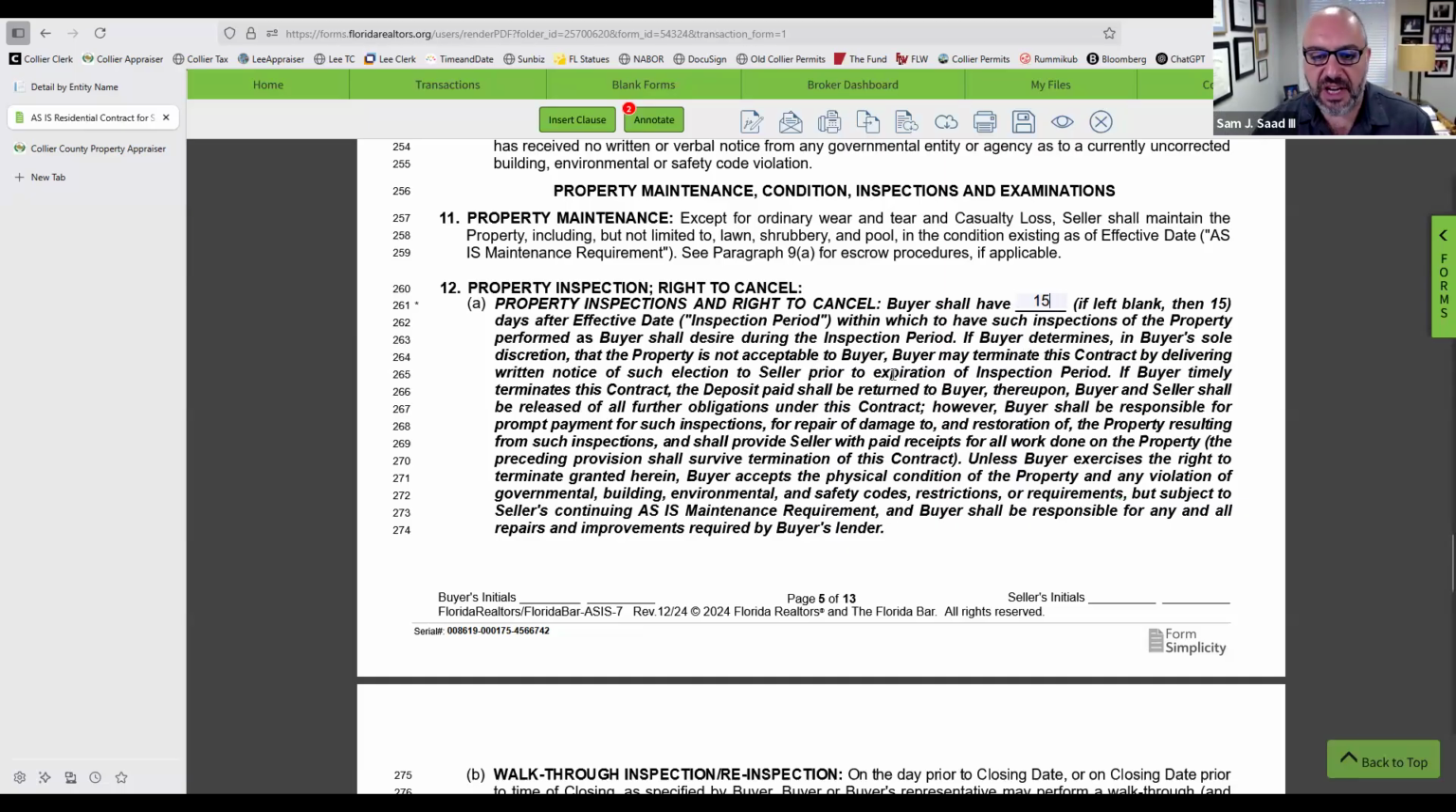So we fill in 15 days, and that's a 15-day free look. So the buyer can get out at any time during the 15 days for any reason or no reason. At the end of the 15 days, they may be able to get out under the financing provision because we gave 25 days there, but it would be for financing purposes, and there would have to be a showing of good faith and diligent effort. Whereas under the inspection period, there's no showing of anything. It's simply the buyer may terminate.